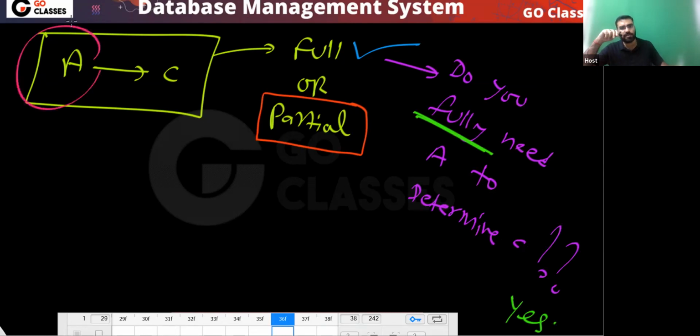You cannot remove something from here and still determine C. So remember, this is a full FD. This is not partial. If any student is thinking that this is partial, that is a misconception, a wrong concept.